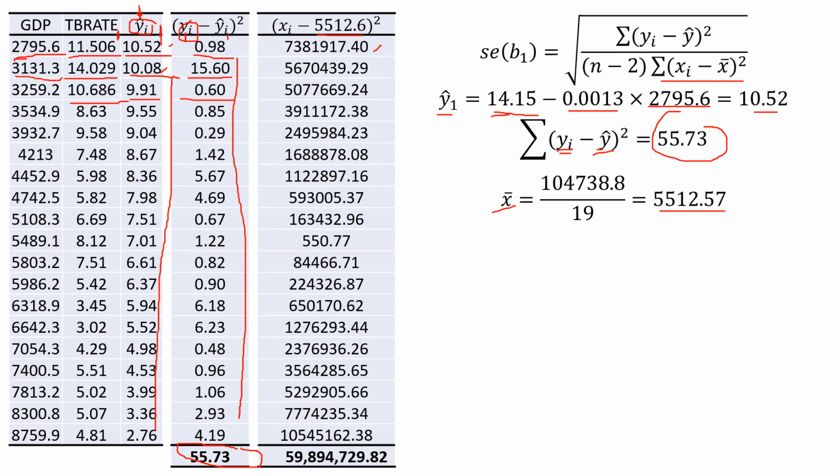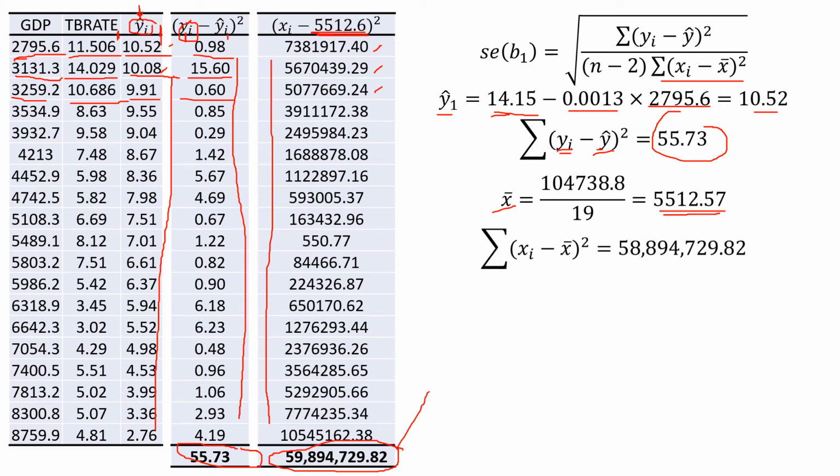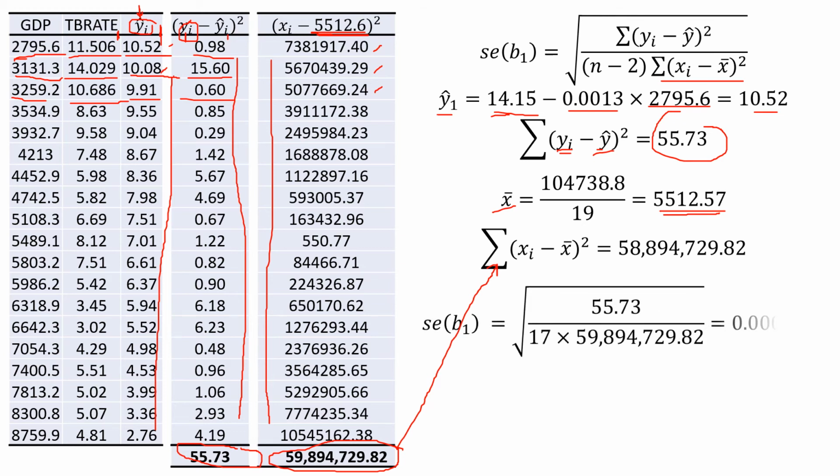Then 31.3 minus the mean, 55.12.6, and you square, that's what you get. This minus the mean, you subtract 55.12.6, and you get this. So you repeat that all the way down, and when you sum those values, you get the sum of x minus x bar squared, which is this one here. So that's how you get that value. And now we have all the values that we require to input to compute the standard error. So now we can compute the standard error.